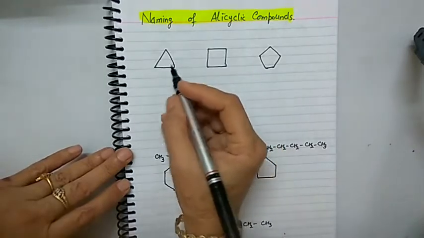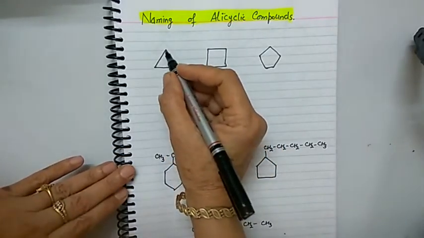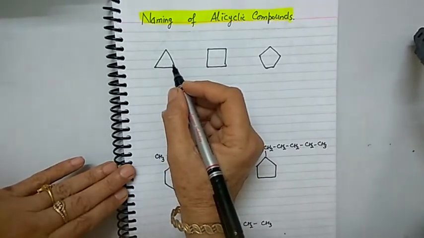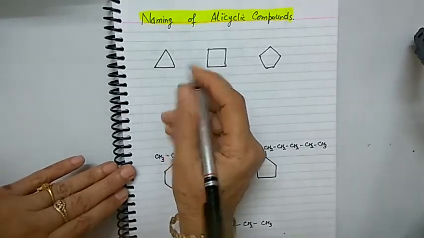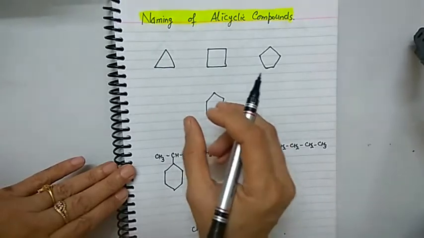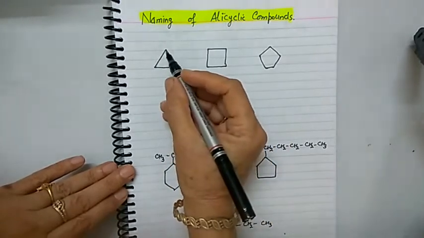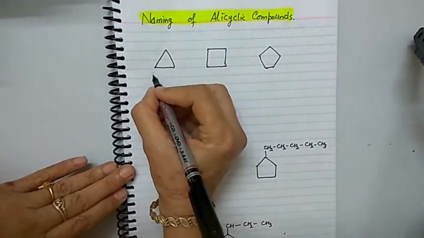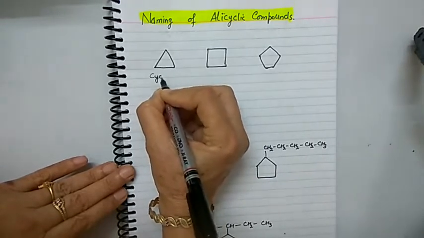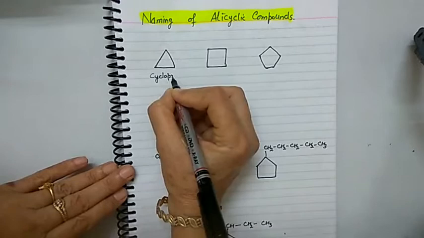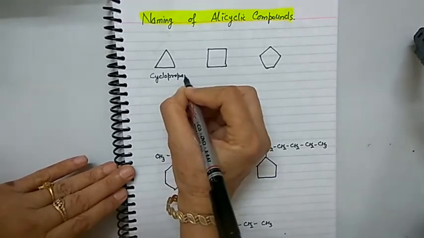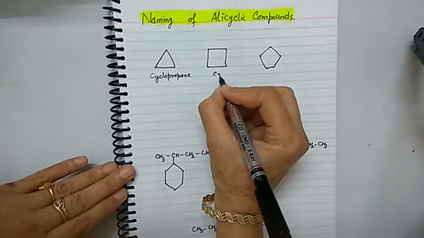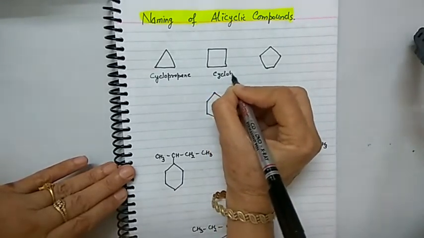So for example, look at this compound. It contains 3 carbon atoms and it is a saturated hydrocarbon. It would have been propane if it were an open chain structure, but now when it is present in the form of a ring, we will put the prefix cyclo: cyclopropane. Similarly, this will be cyclobutane.